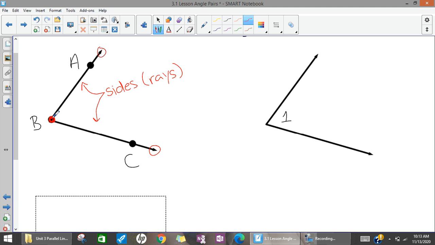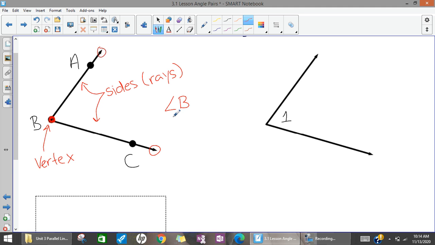And this point B where the two rays meet is called a vertex. To me, the vertex is the most important point because that's how we're going to base the name of our angle. So the first way to name an angle is just by using the letter of the vertex. In this case, the vertex is B, so we can call this angle B. I'm going to put the angle symbol in front and then the vertex letter. And it's red, angle B.